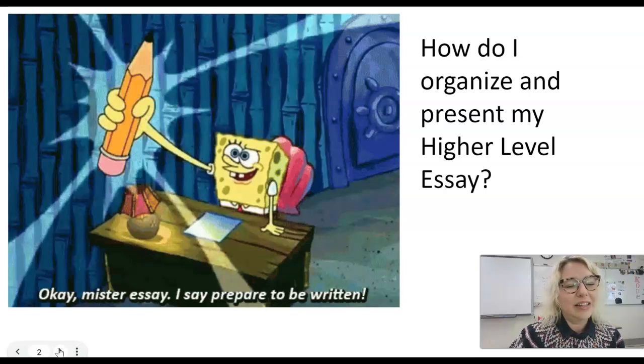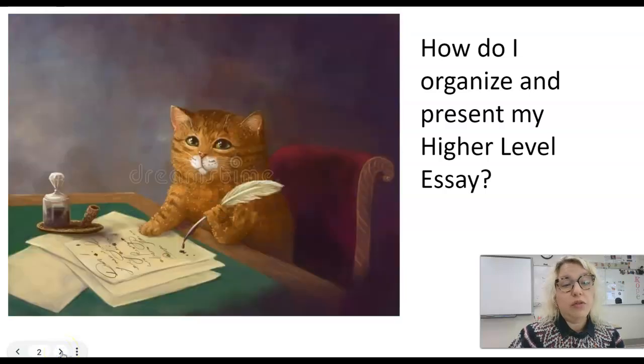So let's get some SpongeBob motivation and prepare to write this essay. Or maybe this is more motivating for you. Oh, it's a little Shakespeare cat.